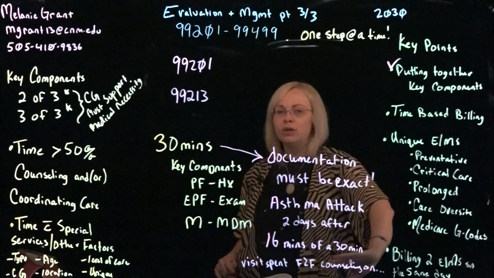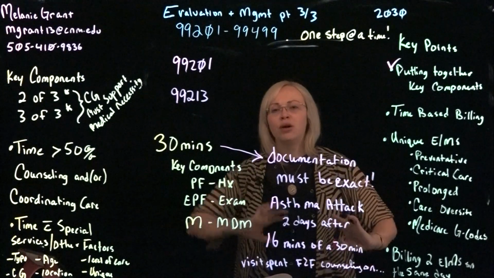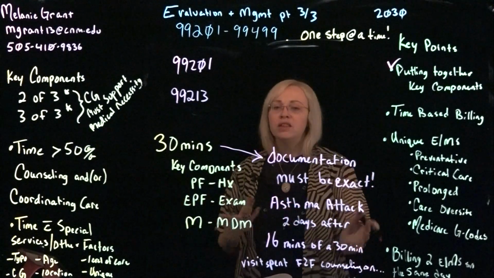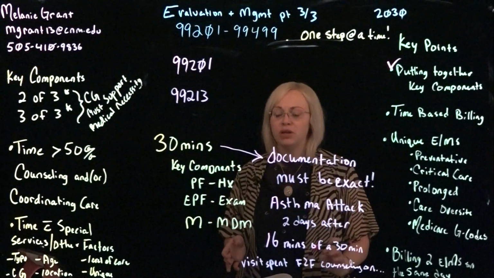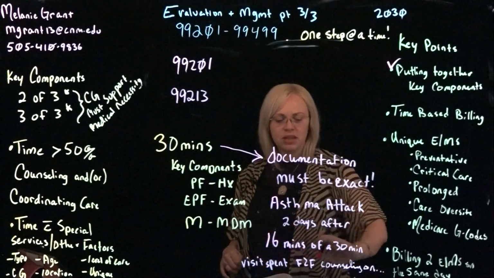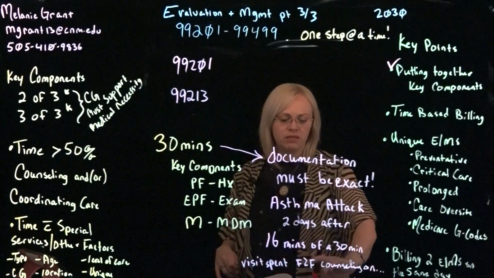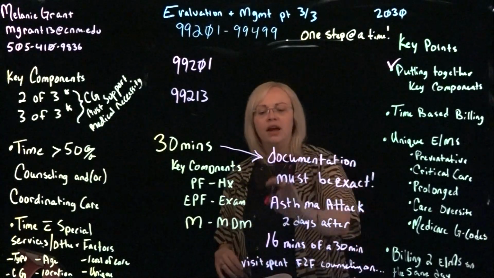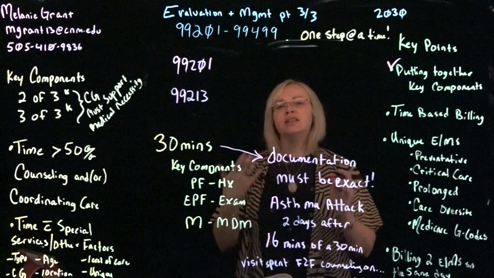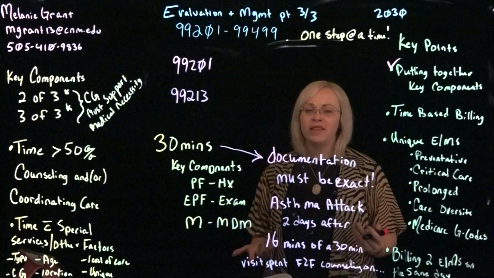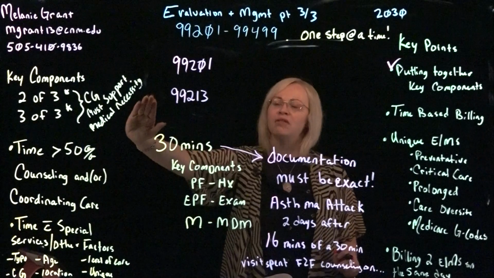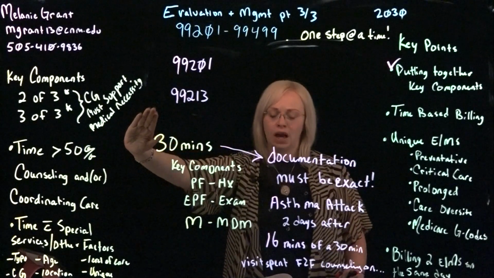They should be giving you exact numbers, not how long was scheduled. So if they went over, they used the number that was over, whatever the actual face-to-face time was, okay? 16 minutes of a 30-minute visit spent face-to-face counseling on asthma concerns. We discussed X, Y, and Z. It should continue from there and say what was discussed or why that was important, because we still have to support medical necessity for that time.